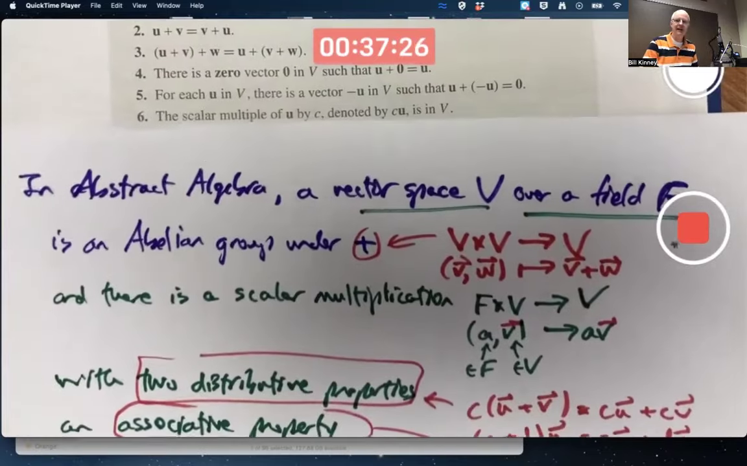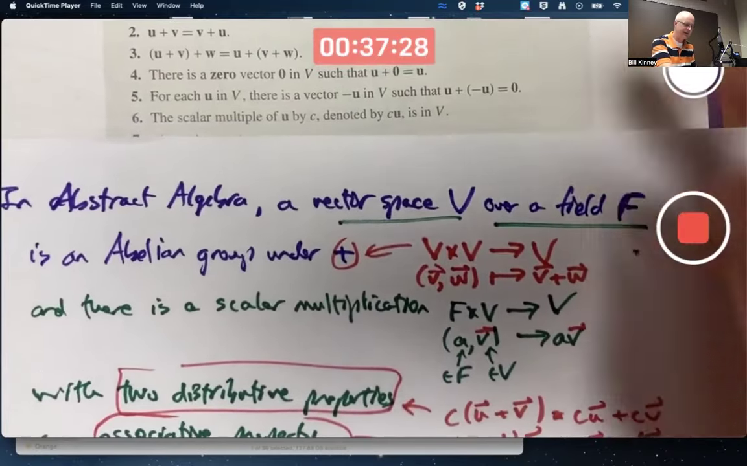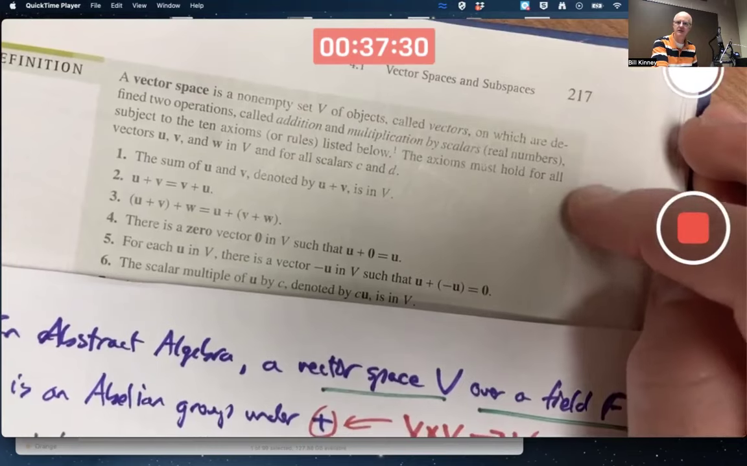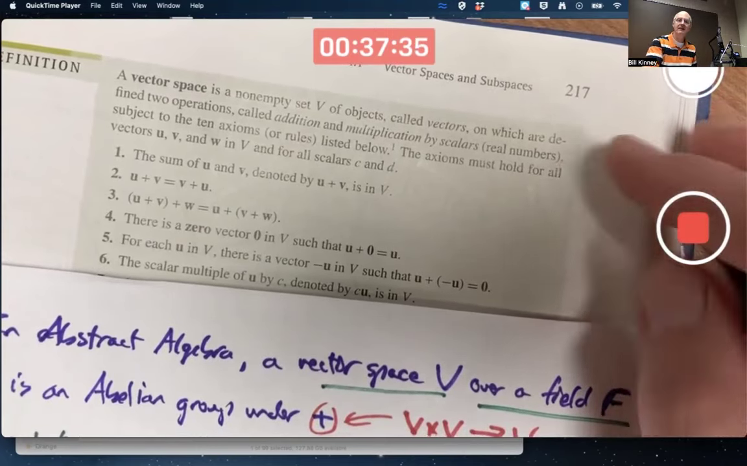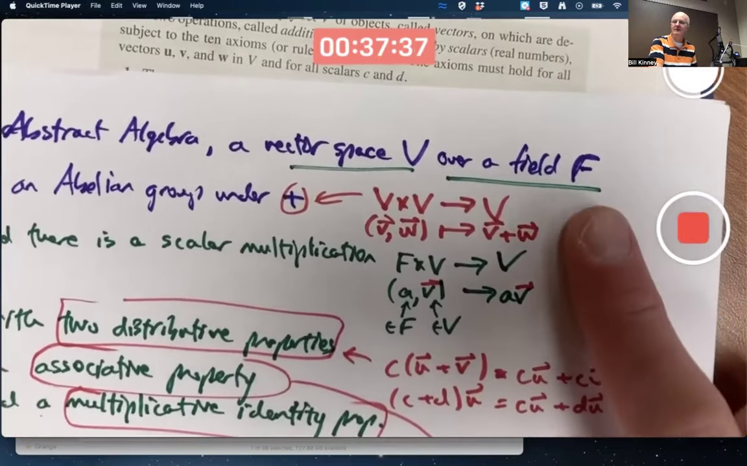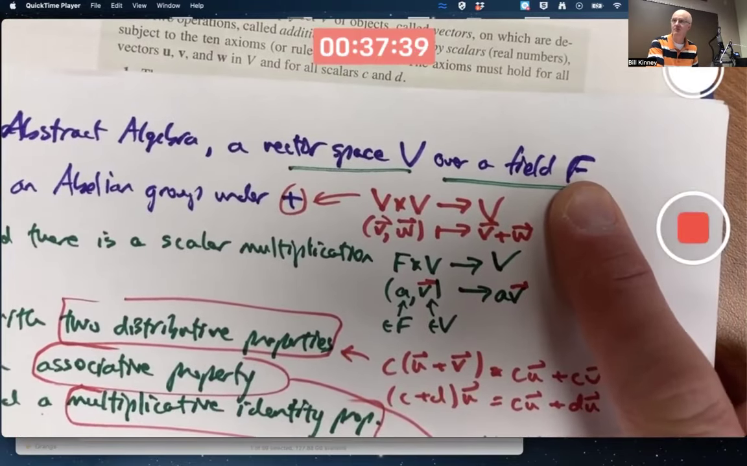Anyway, again, the new thing here is that it's over a field F. The field could be the real numbers. That's what it always was in linear algebra, or maybe once in a while the complex numbers. Or it could be any field. F could be a two-element field, 0, 1, Z2. It could be Z2. Okay?